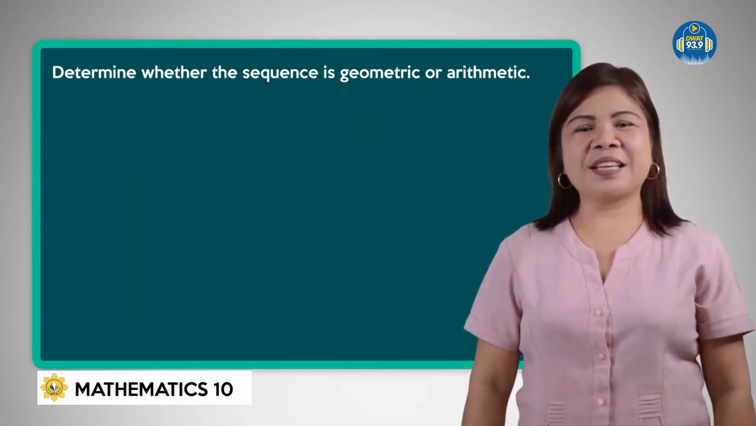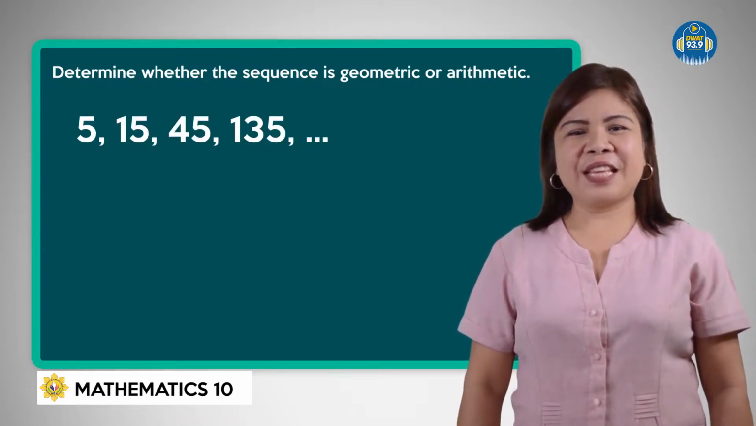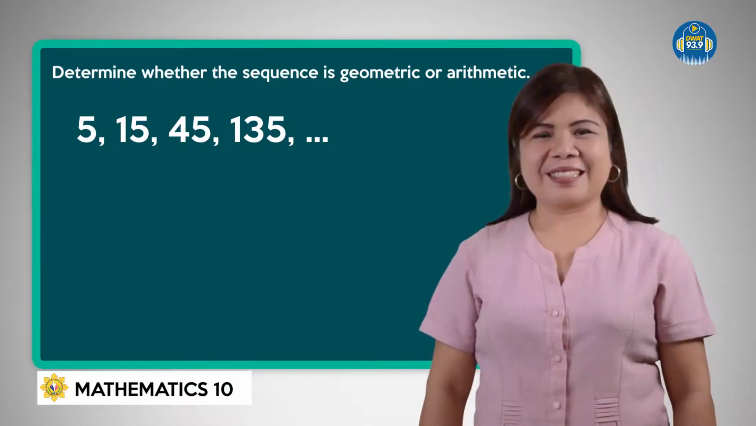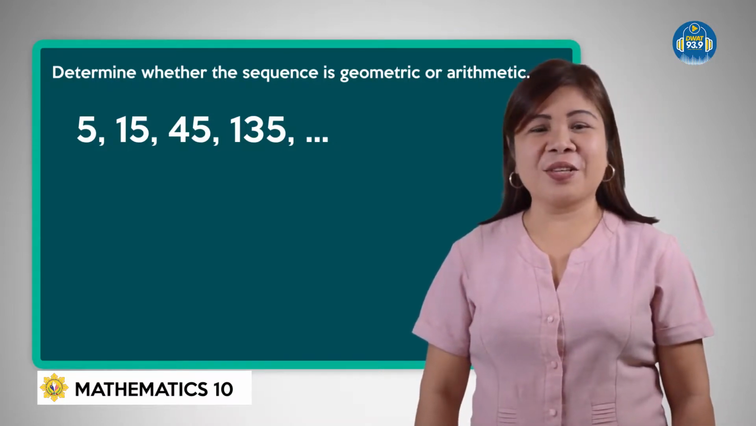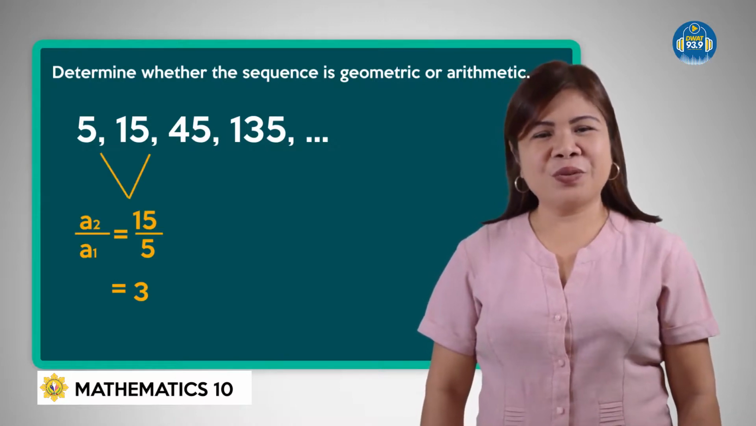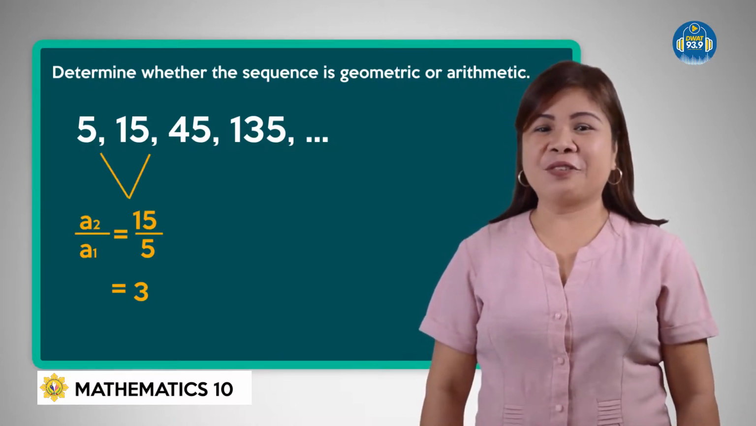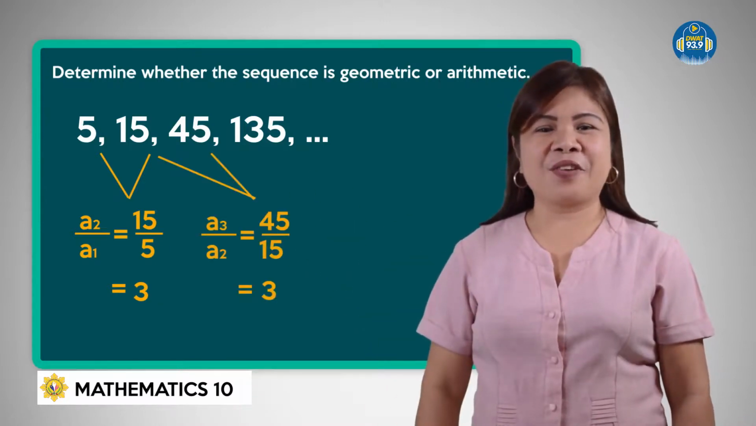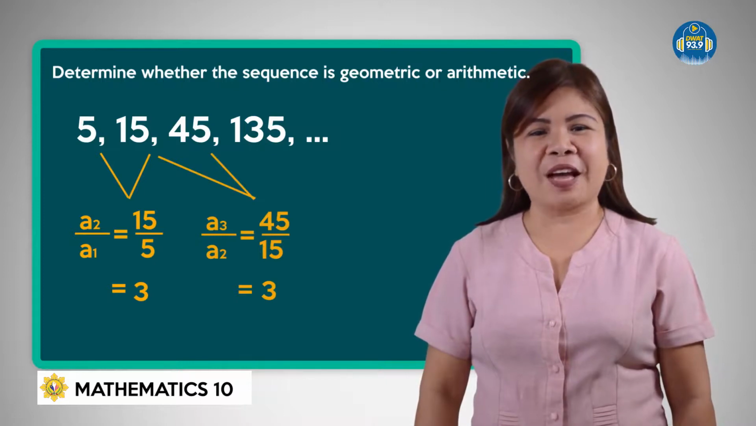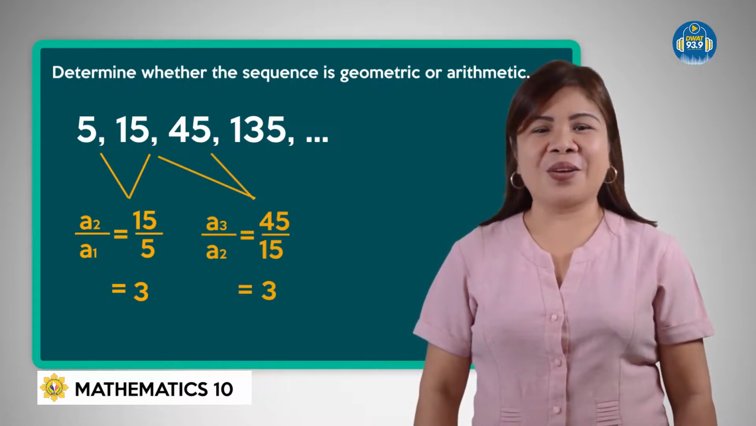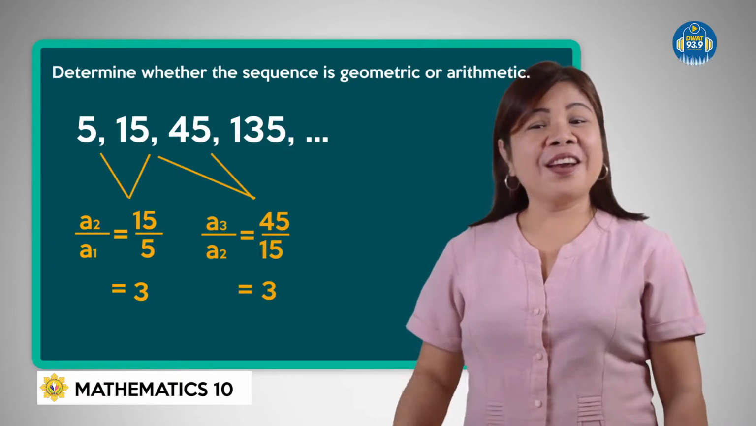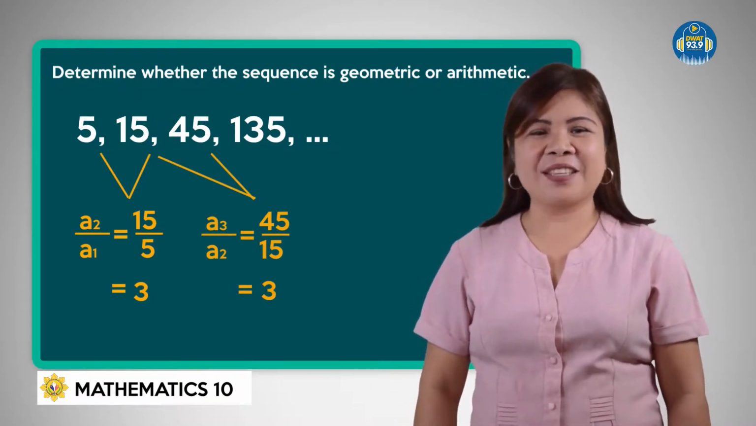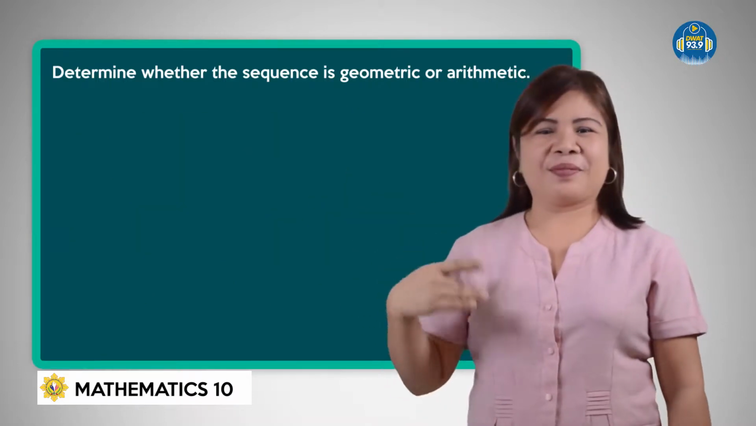Let's have the second sequence: 5, 15, 45, 135, and so on. Now, let us see if there is a common ratio. A sub 2 over a sub 1 is equal to 15 over 5, which is 3. And a sub 3 over a sub 2 is equal to 45 over 15, which is also equal to 3. There is a common ratio of 3. Therefore, the sequence is geometric.